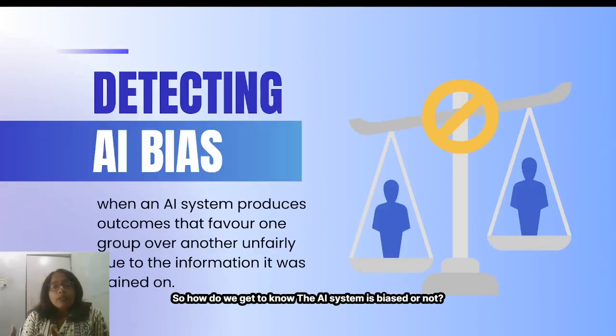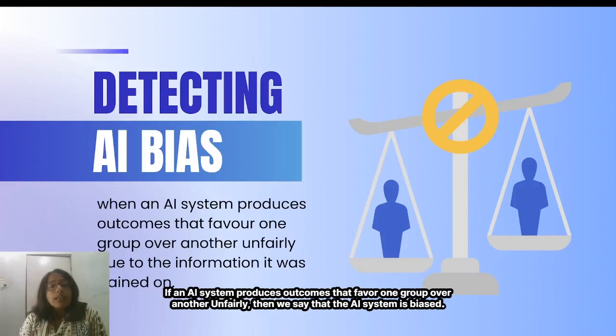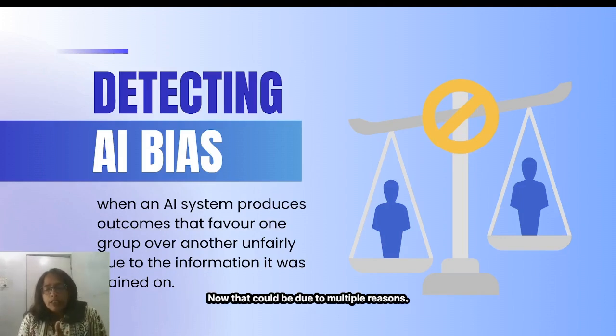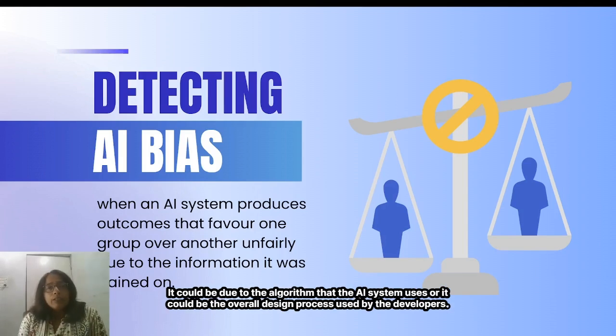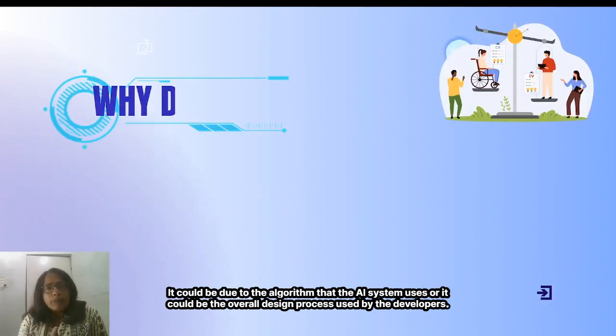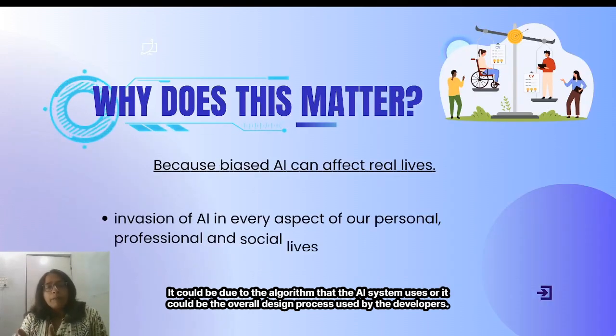So how do we get to know the AI system is biased or not? If an AI system produces outcomes that favor one group over another unfairly, then we say that the AI system is biased. Now, that could be due to multiple reasons. It could be due to the information it was trained on, it could be due to the algorithm that the AI system uses, or it could be the overall design process used by the developers.